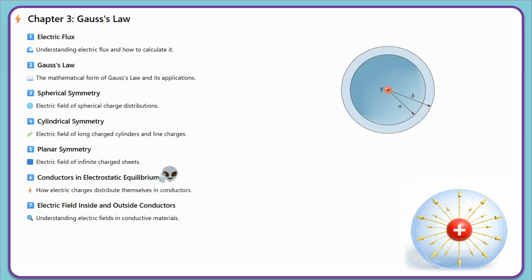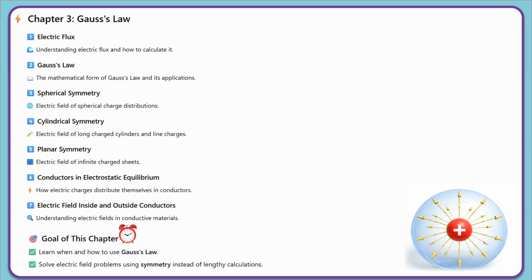Next, we'll learn how electric charges behave in conductors at electrostatic equilibrium. Finally, we'll study the electric field inside and outside conductors, which is another very important concept for exams. By the end of this chapter, you'll know exactly when Gauss's law can simplify a problem and save you a lot of calculation time. So, if you're ready, let's begin with our first topic, electric flux.